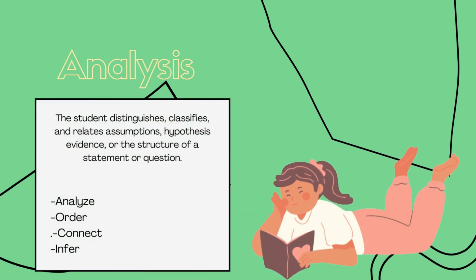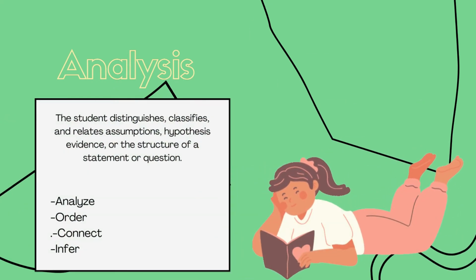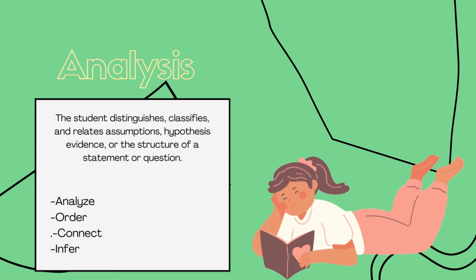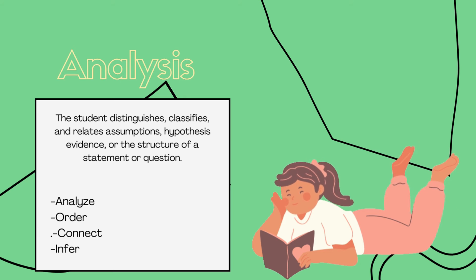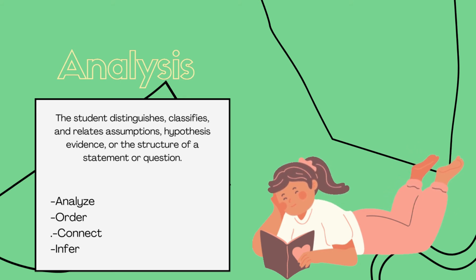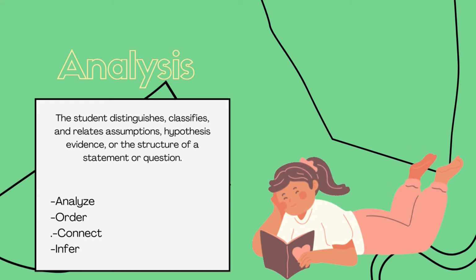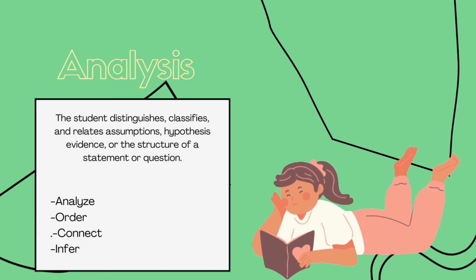The next category is analysis. In this category, the student distinguishes, classifies, and relates assumptions, hypotheses, evidence, or structure of a statement or question. The verbs that we can use in this category are analyze, order, connect, and infer. A very easy example of this, it can be a presentation of a comparative table on the advantages and disadvantages of using the internet.